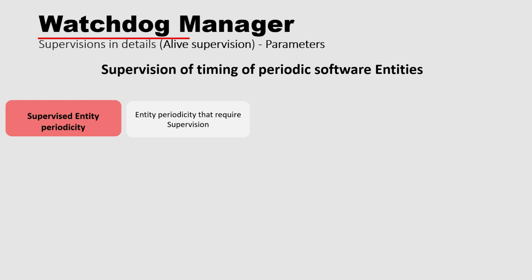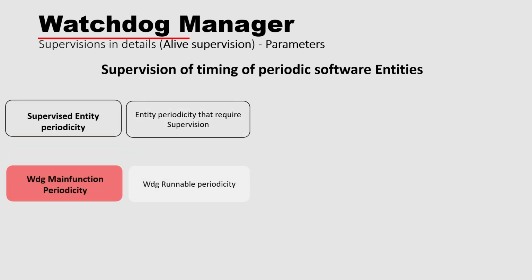What is the supervised entity periodicity? This is the entity or runnable that you want to monitor its periodic behavior. For example, 5 milliseconds runnable in your software. And you want to monitor its behavior, whether it executes every 5 milliseconds or not, with configured tolerance that we will talk about later.